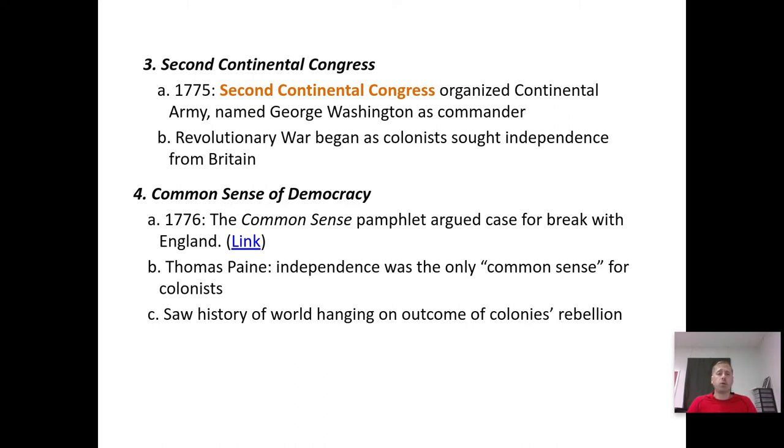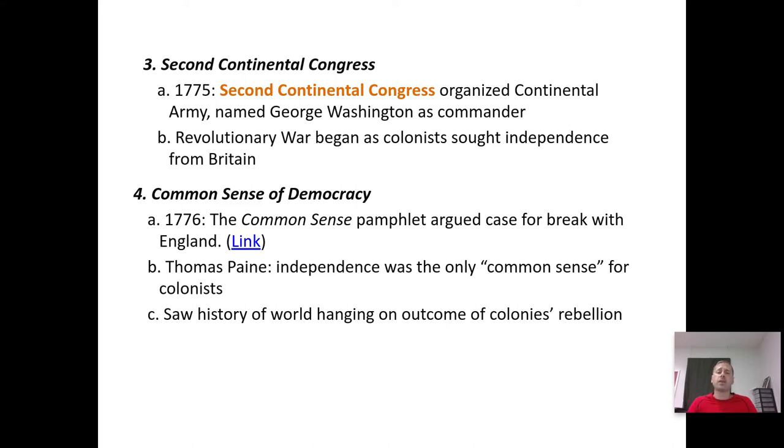More people in the summer and fall of 1775 started realizing that this was not going to end well. Some people still held out hope. In fact, a lot of people still held out hope that this was just an internal struggle, and in the end, we would remain British. But more and more people were like, no, this is a bad ending.